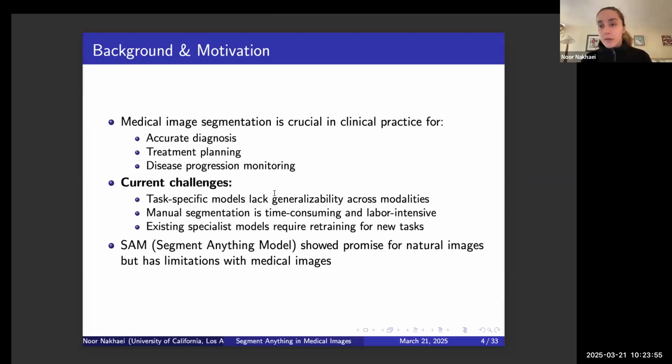By specialist models, I mean that we have an architecture, and they just get trained on one specific set of data sets. So they would be specialist models. And every time for a new task, they have to get trained on the specific data set that they're working on. SAM, or the segment anything model, has shown promise for natural images, but has limitations in medical images.